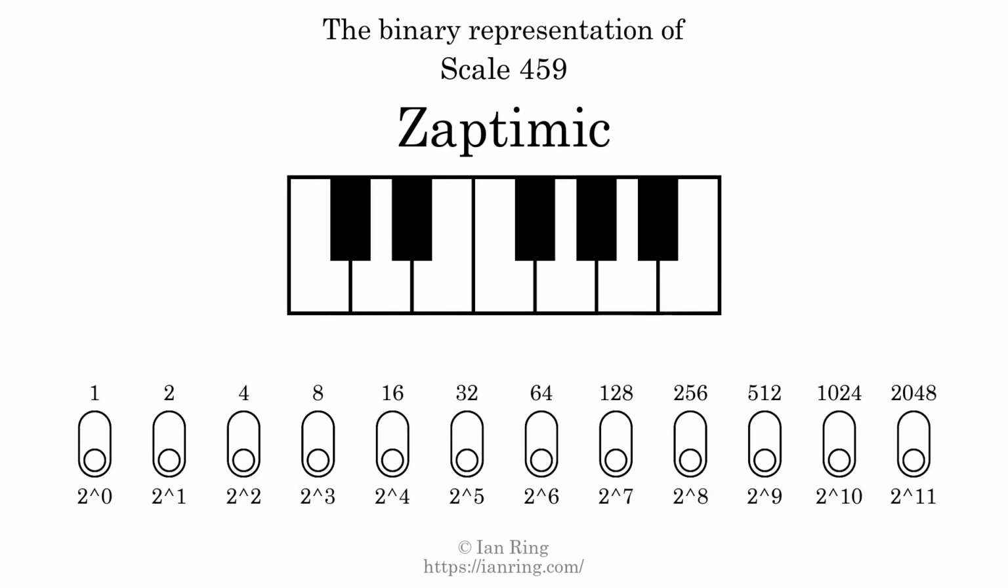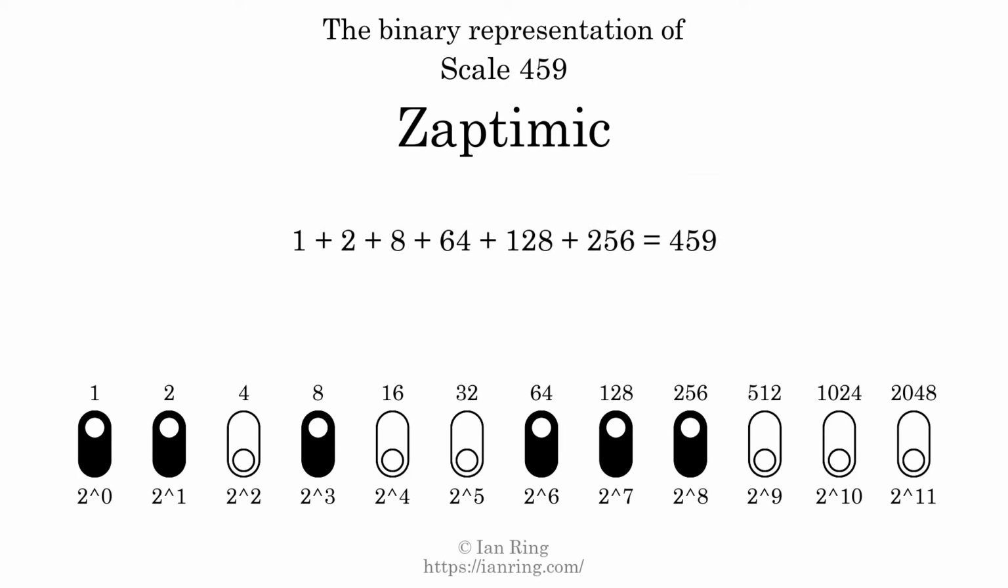The binary representation of this scale is determined by mapping tones of the scale to binary digits. Each binary digit represents a power of 2. To get the scale number, we add the powers of 2 together. The powers of 2 that are present in the scale, all added together, equals 459. That is why the scale number, in decimal, is 459.